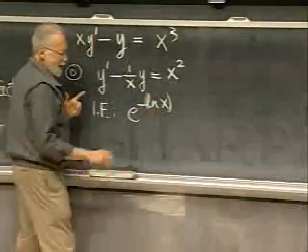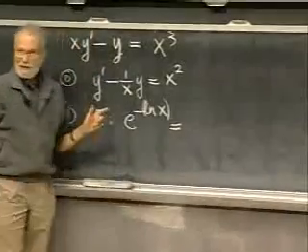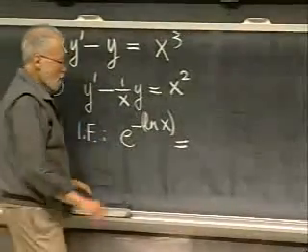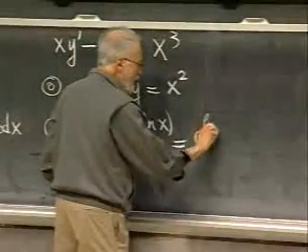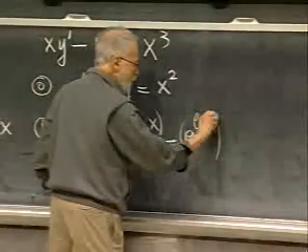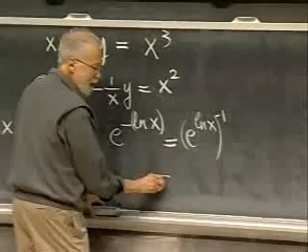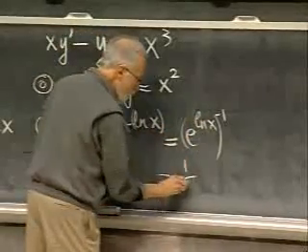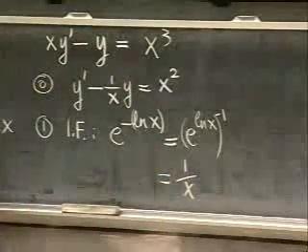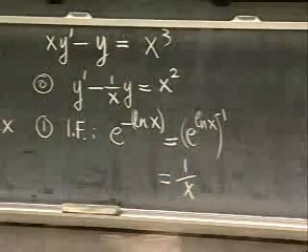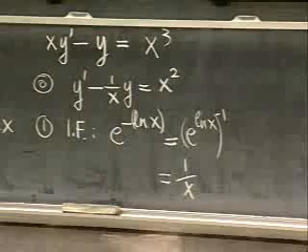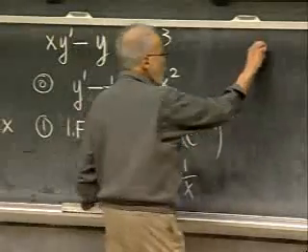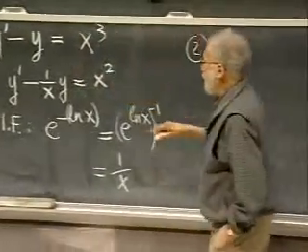Now in real life, that's not the way to leave that. What is e to the negative log x? Well, think of it as e to the log x to the minus 1. Since e to the log x is x, it's x to the minus 1, so it's 1 over x. So the integrating factor is 1 over x. Okay, multiply both sides by the integrating factor.